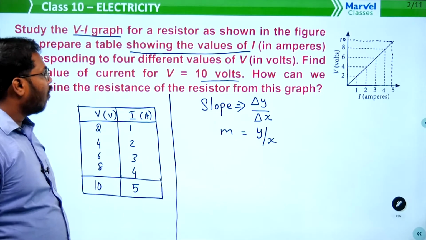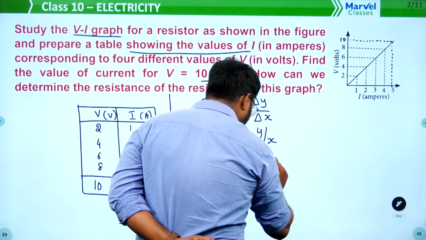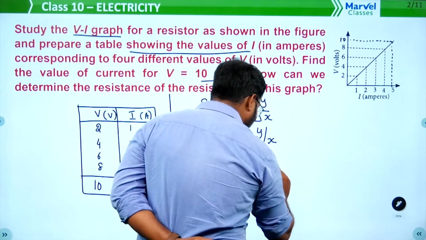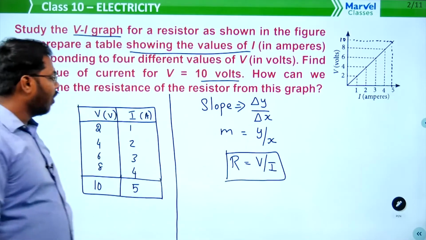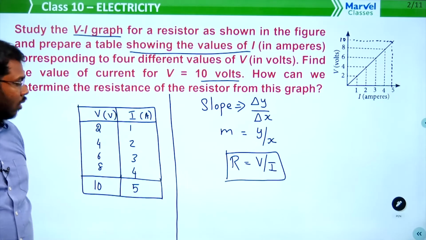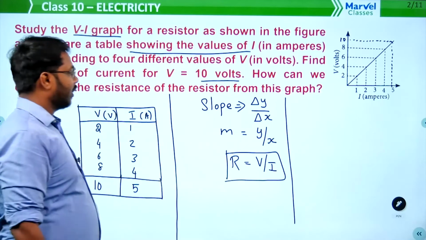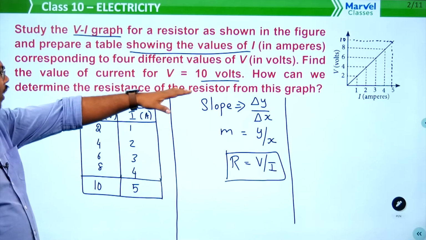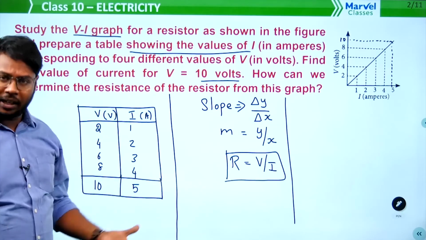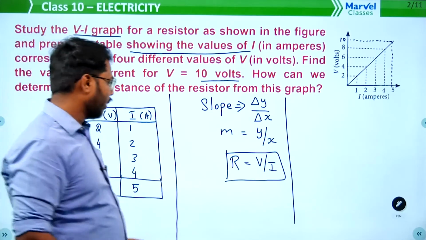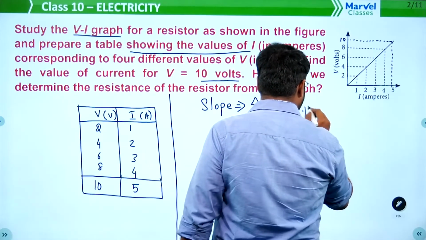So what do we have along y? We have V. What do we have along x? It is I. That will give you the resistance. Clear? That will give you the resistance. So likewise, we are searching for the resistance here and we know that the resistance is constant. So you can take any set of values to calculate the resistance. So capital R is the one which we want.